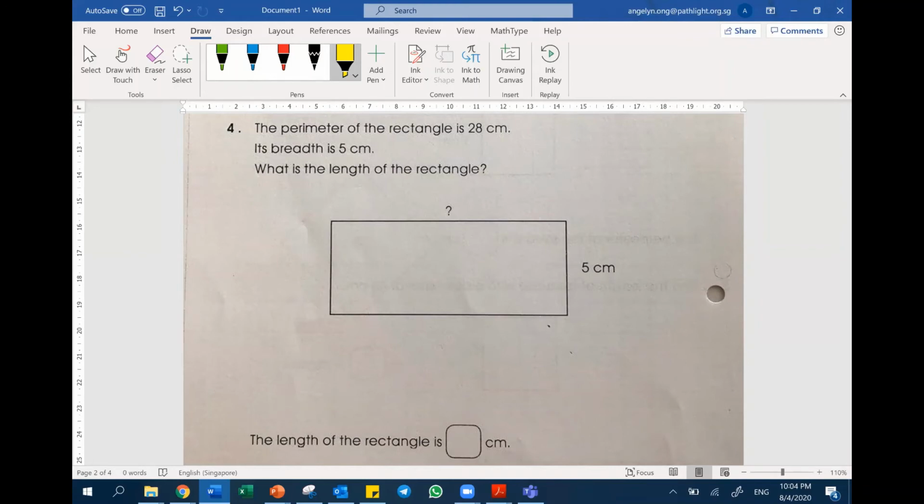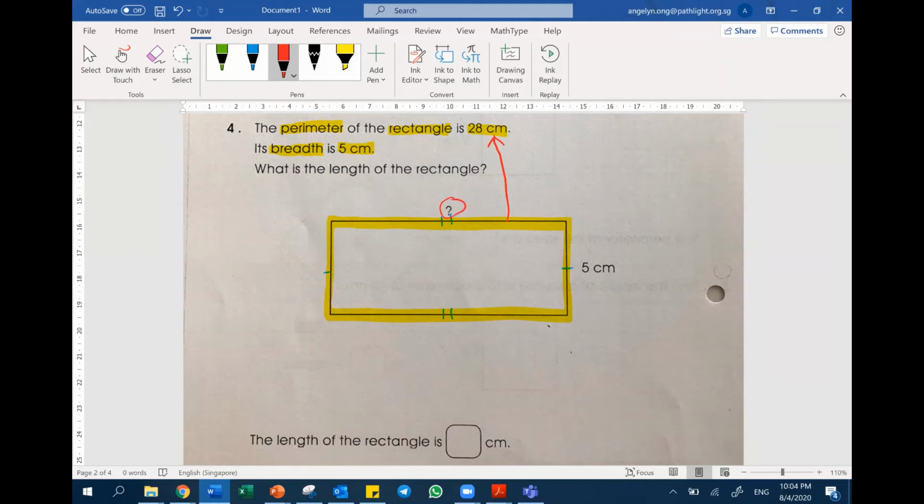So they've told us that the perimeter is 28 cm. And this figure is a rectangle. The breadth is 5 cm. Okay, so they have labeled here 5 cm. If it's a rectangle, that means opposite sides are equal. And okay, I'm going to highlight this, the outside, so that I remember that perimeter is the outside. And this outside is 28 cm. They've told us that this is 5 cm, and now we need to know the long side, the length. This is our question mark.